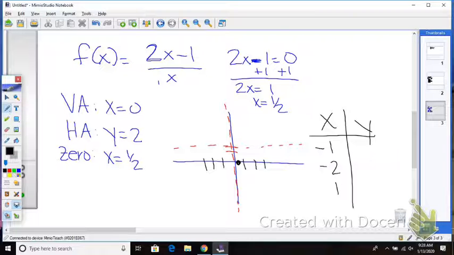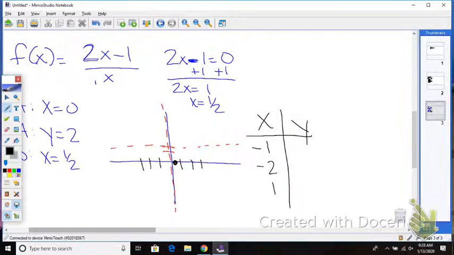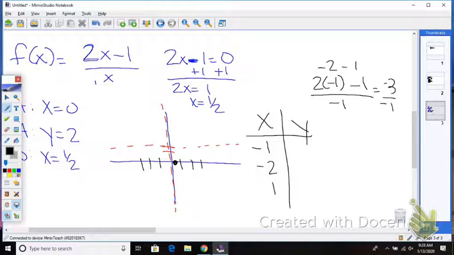So if I plug negative 1 in here, I'm just going to move this over a little bit. When I plug negative 1 in, I have 2 times negative 1 minus 1 all over negative 1. And just plug in negative 1 everywhere I see x. So I have negative 2 minus 1, which is negative 3 over negative 1. So what am I putting for my y value when x is negative 1? 3. Positive 3.